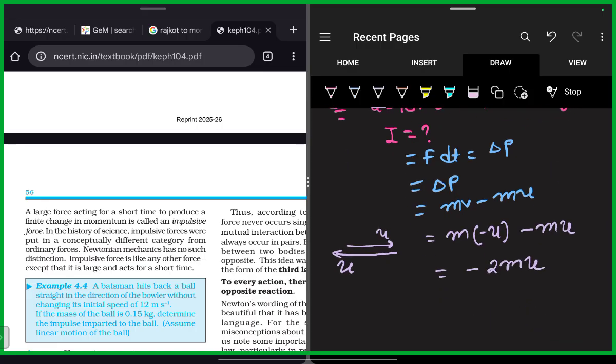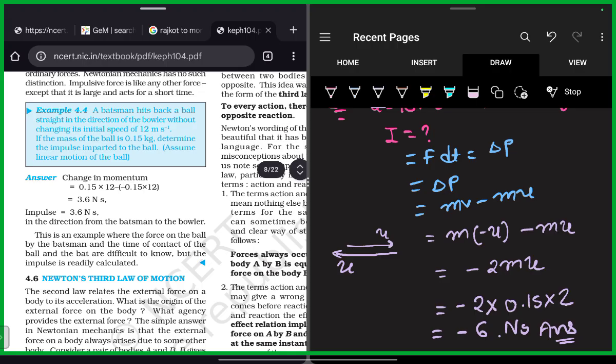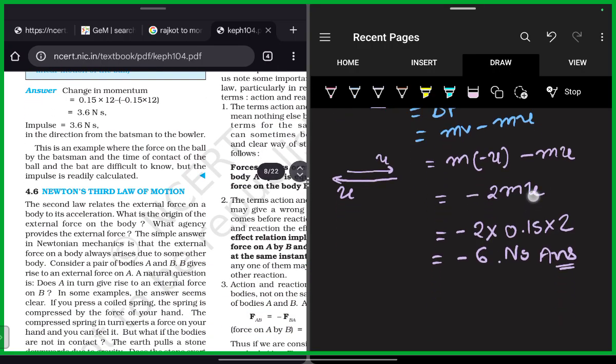So the value of this impulse would be what? Mass is 0.15 multiplied by 2 multiplied by 12, minus 3.6. That is our answer. Newton second, right? That's the unit of impulse. Got it. Now Newton's third law of motion.